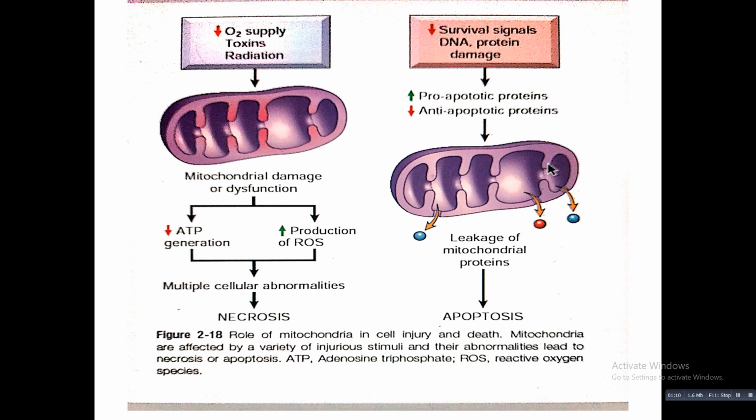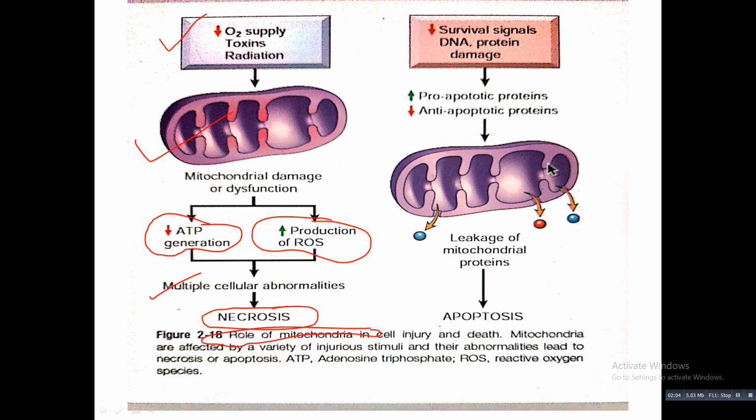Let us look at this very simple schematic taken from Robbins. Now we see what is the role of mitochondria in cell injury and death? First, whenever there is a reduction in oxygen supply, that is hypoxia, toxins or radiations, it leads to mitochondrial damage or dysfunction, that leads to reduced ATP generation and increased production of reactive oxygen species, leading to multiple cellular abnormalities, ultimately culminating in necrosis. I repeat, whenever there is hypoxia, toxins and radiation, that leads to mitochondrial damage or dysfunction, leading to reduced ATP generation with increased production of reactive oxygen species, ultimately leading to necrosis.